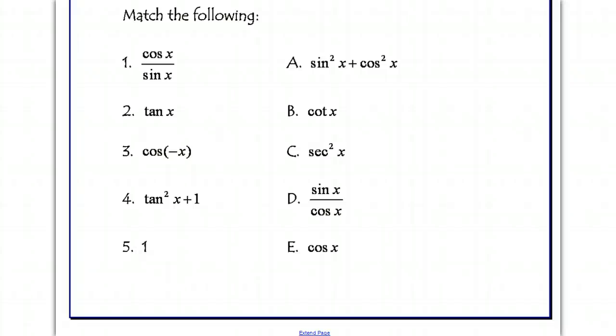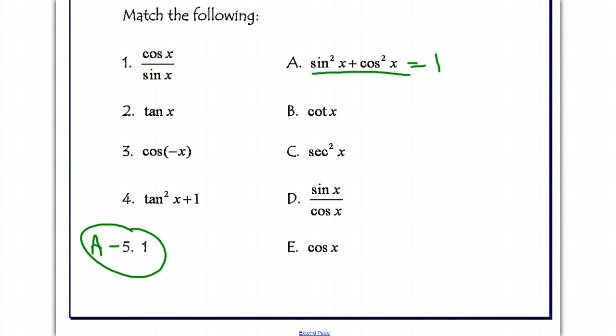So let's take a look here. What looks complicated? This looks complicated. Sine squared plus cosine squared. Immediately that should strike you. Say, wait, that's one of my identities. That's a Pythagorean identity. I know what that equals. That equals 1. So I know now 5 goes with A. So I'm just going to keep that out here. So 5 goes with A. We've got that one done.